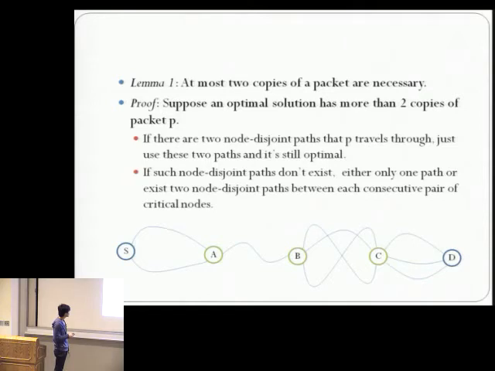So the proof is very easy. Suppose there's an optimal solution that has more than 2 copies of a packet P. If there are 2 node disjoint paths that this packet travels through, then we can just use those 2 paths and remove all the remaining copies of that packet.